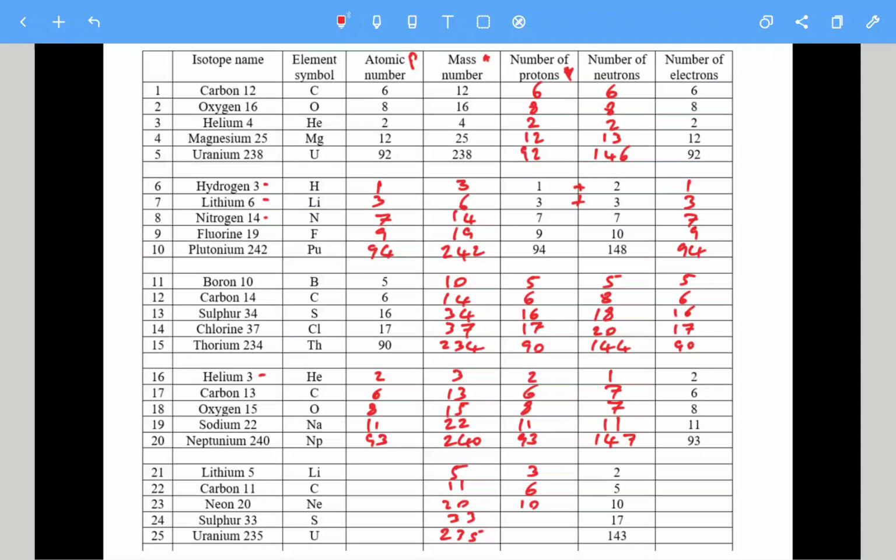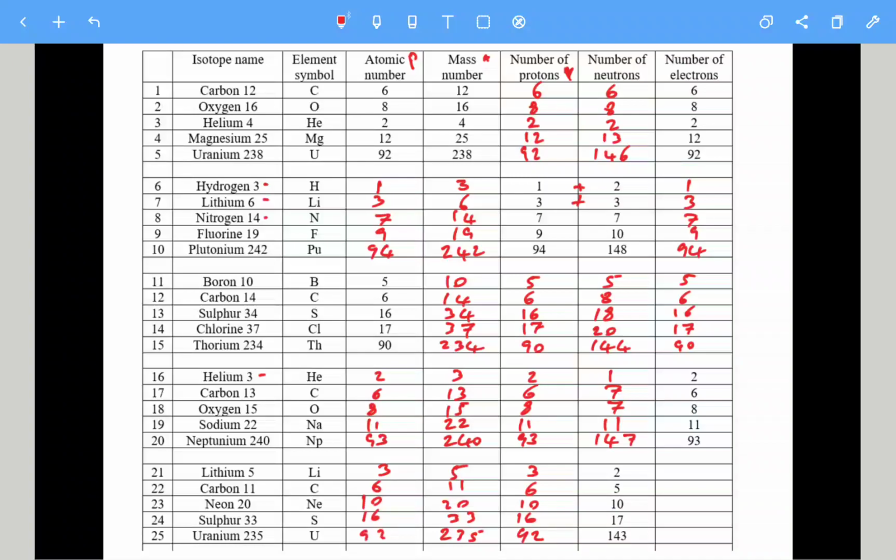sulfur 33, so we've got to do the mass 33 minus 17, which will be 16, and then finally uranium 235 minus the 143 neutrons, which is 92 protons. Atomic number is the number of protons, so we can write them in. So 3, 6, 10, 16, 92.